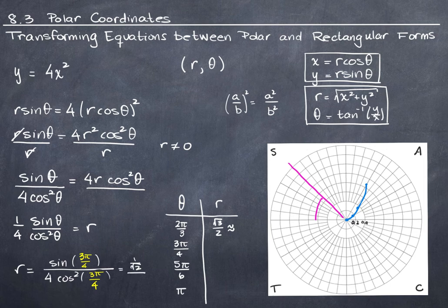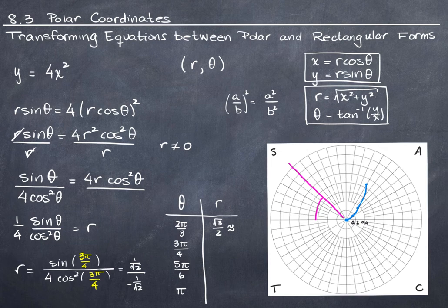What's the cosine of 3 pi over 4? Well, what's the cosine of pi over 4? The cosine of pi over 4 is also 1 over the square root of 2. But because it's in quadrant 2, cosine is negative here, therefore it's negative. Now I have to square that and then multiply it by 4. When you square negative 1 over root 2, you just get 1/2. When you multiply that by 4, you get 4/2, which is 2.